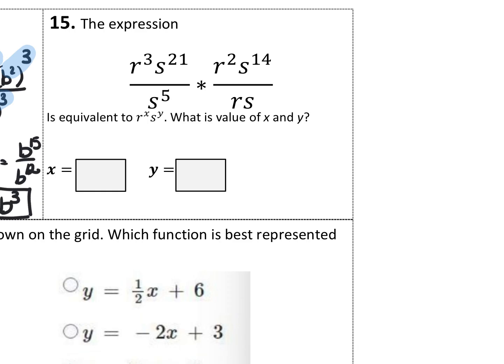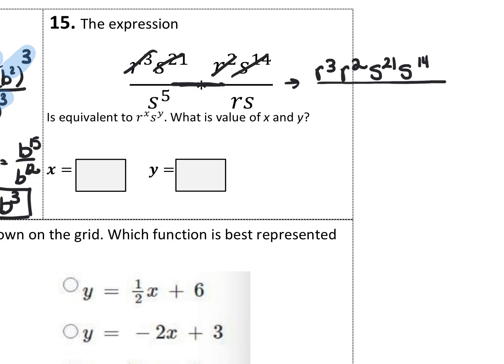Number 15, there's a multiplication sign in between, so I'm just going to extend this fraction, make it one big fraction. So I'm going to rewrite everything, but I'm going to put them in order. So I'm going to write all the r's first. So I have r to the third, cross it off. R squared, crossed it off. S to the 21st, cross it off. S to the 14th, cross it off.